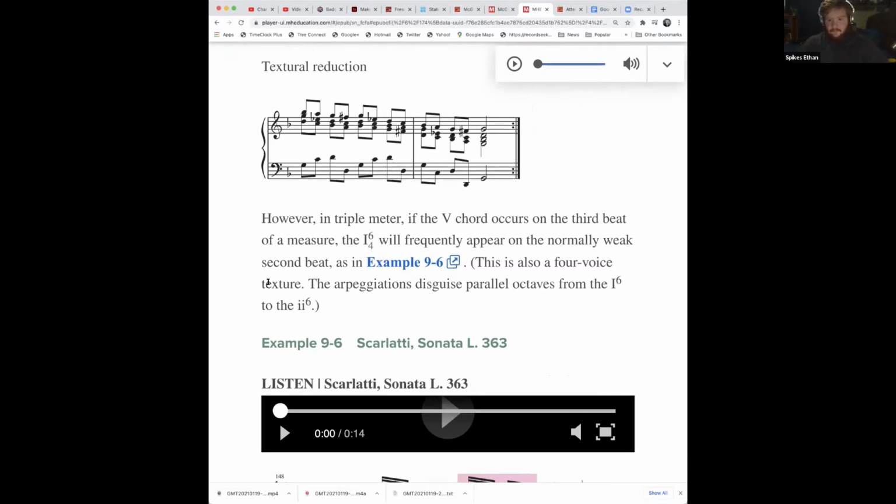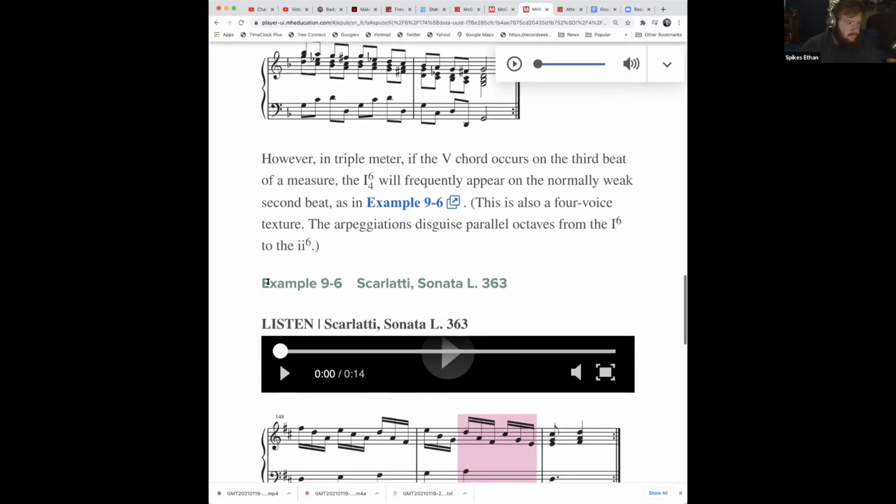All right. So in triple meter, the 5 chord occurs on the 3rd beat of a measure. The 1/6/4 will frequently appear on the normally weak 2nd beat. As in example 9-6, this is also a 4-voice texture. The arpeggiations disguise parallel octaves from the 1/6 to the 2/6.